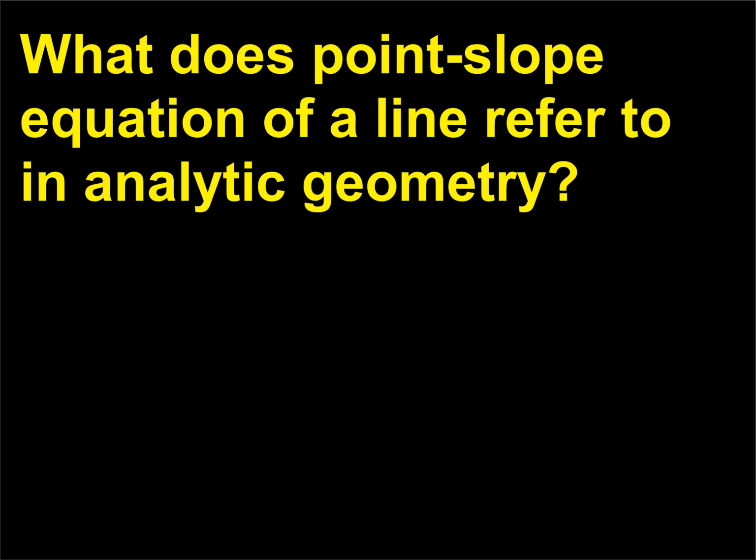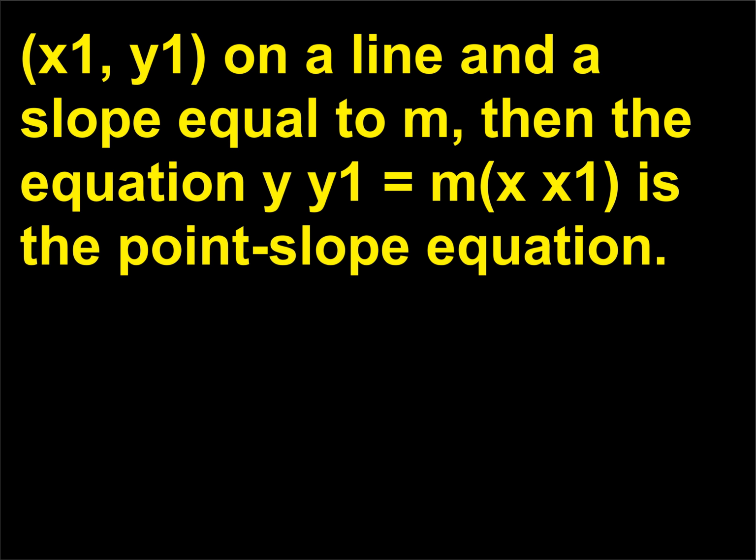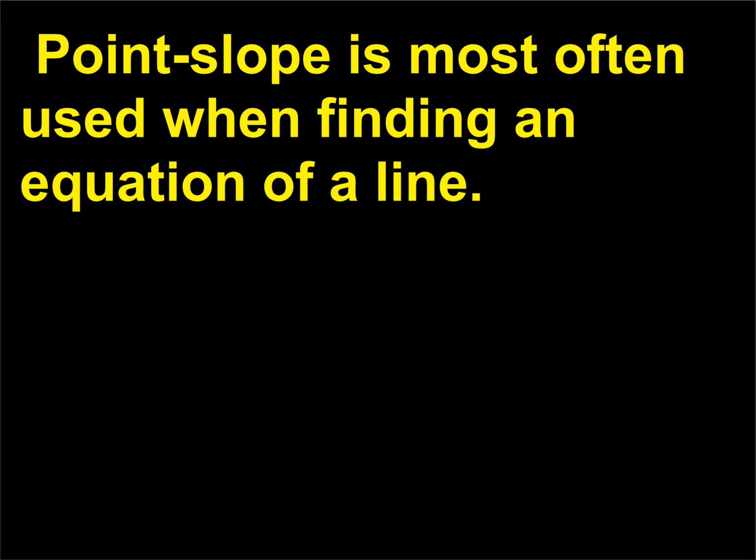What does point-slope equation of a line refer to in analytic geometry? A point-slope equation of a line refers to Cartesian coordinates. If a point has coordinates (x1, y1) on a line and a slope equal to m, then the equation y - y1 = m(x - x1) is the point-slope equation. Point-slope is most often used when finding an equation of a line.